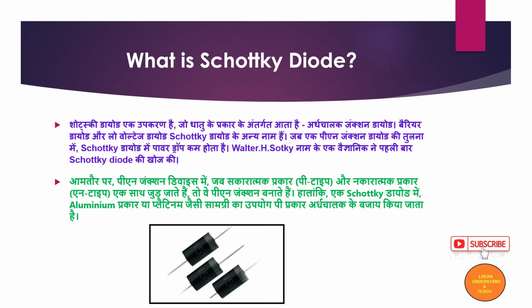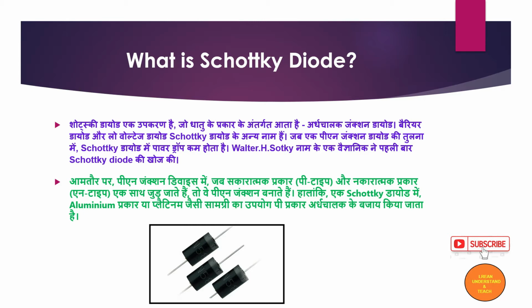Generally, in a PN junction device, when positive type and negative type are joined together, they form a PN junction. However, in a Schottky diode, material like aluminium or platinum are used instead of P-type semiconductors.